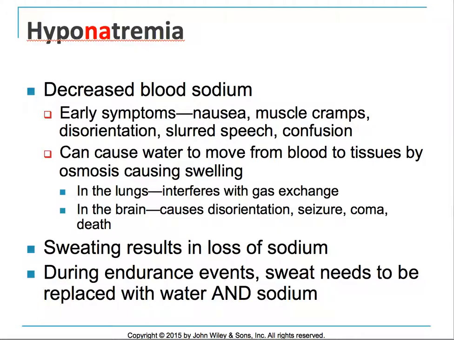Early symptoms of decreased blood sodium include nausea, muscle cramps, disorientation, slurred speech, and confusion. It can cause water to move from your blood to tissues by osmosis, causing swelling. In the lungs, this interferes with gas exchange, and in the blood, the swelling can cause disorientation and, more severely, seizure, coma, and even death. Sweating results in the loss of sodium, and during endurance events, sweat needs to be replaced with both water and sodium.